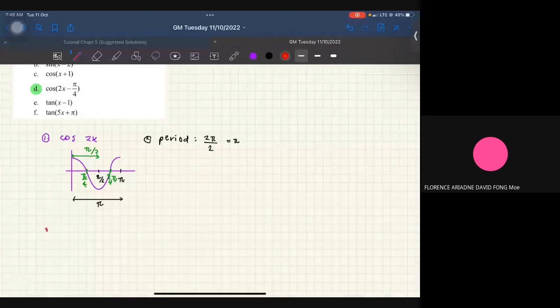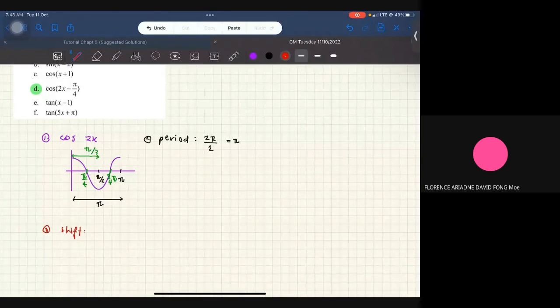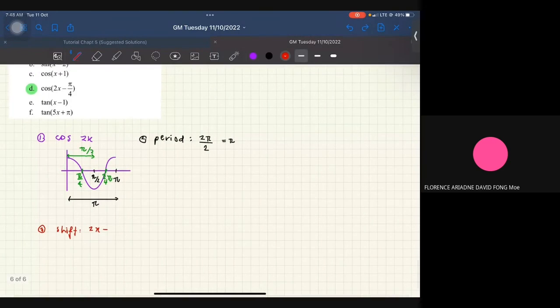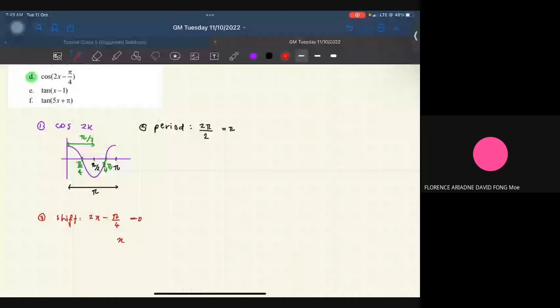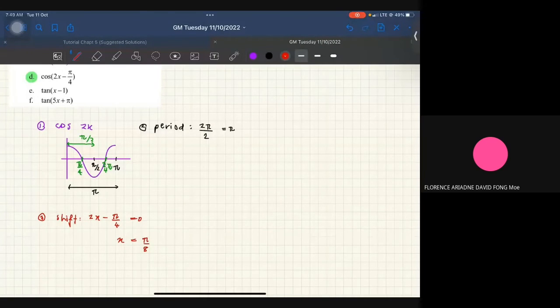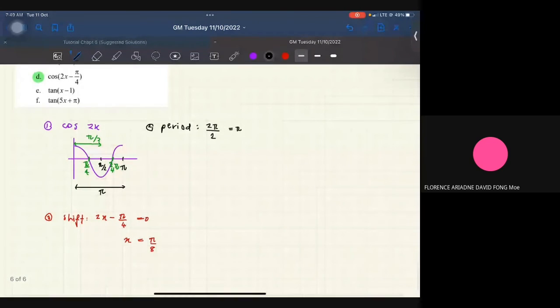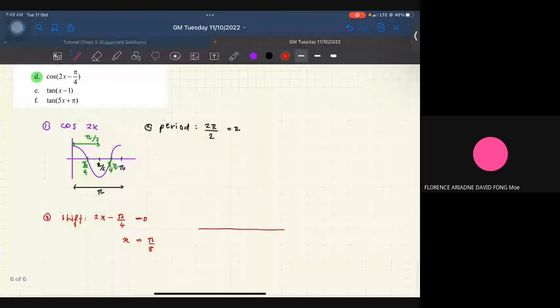Okay, so last one, sikit lagi. So last one, step number 3 adalah shift punya part. So saya tulis dekat sini. Shift. Okay, so I will take the one in the bracket, 2x minus pi over 4 equals to 0. Okay, so and then I will get x is equals to pi over 8. Okay, so kita tahu dia punya shift adalah pi over 8, maksudnya dia ke kanan juga sebab dia positif. Okay, so saya akan lukis semula. I will sketch again my graph.